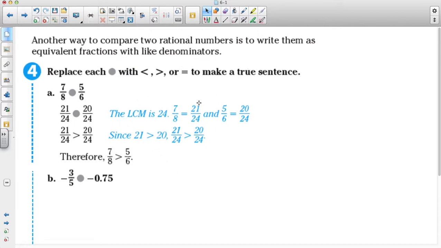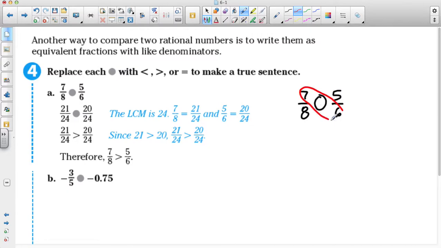Okay, another way of doing this, if you don't want to do LCMs, is this. You have 7 over 8, and you want to compare it to 5 over 6. We do cross products. We multiply 7 times 6, which is 42, and write the number on top. And we have 8 times 5, which is 40. And we know that 42 is greater than 40. Therefore, 7/8 is greater than 5/6. Okay, shorter method. I much prefer that.